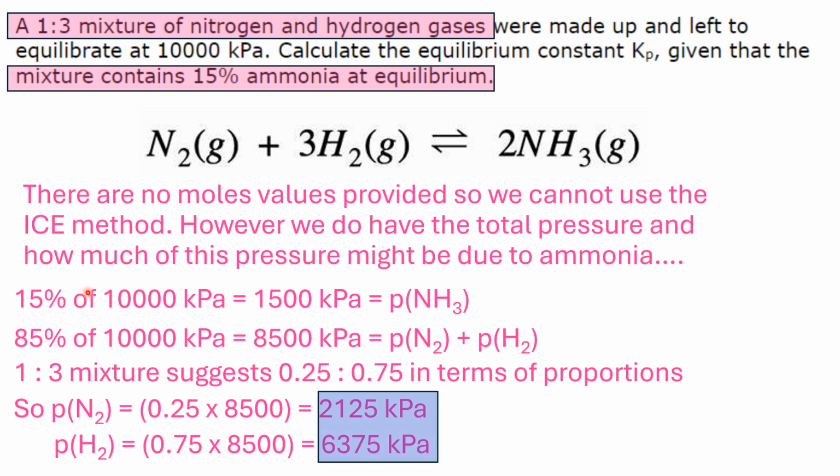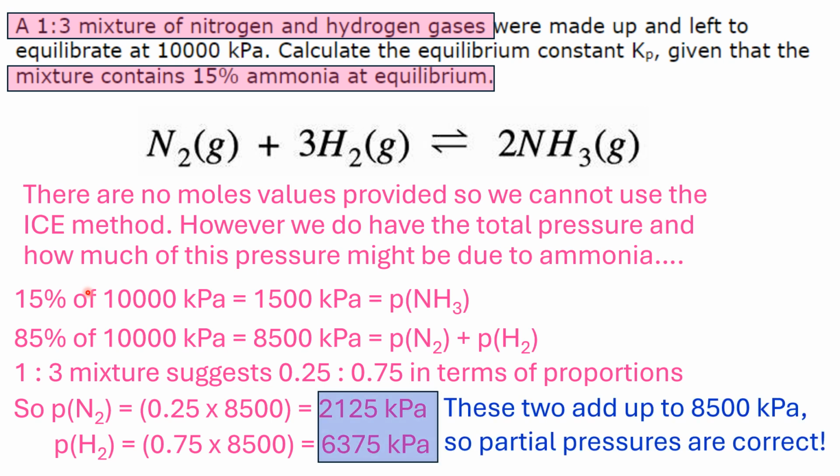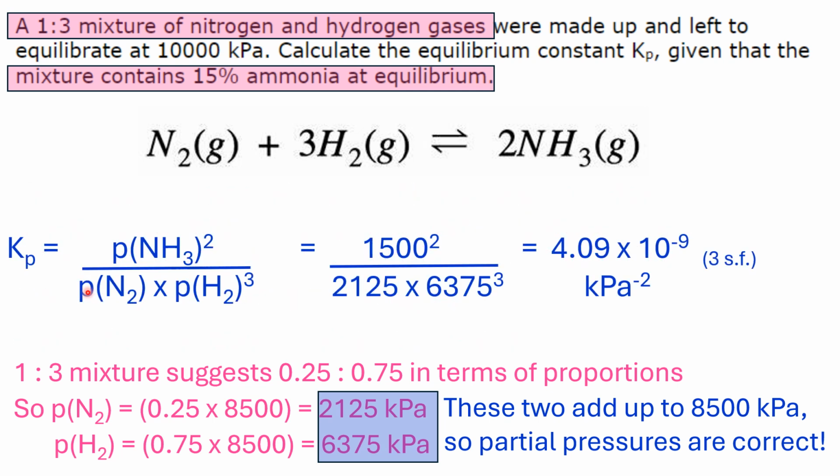So double checking that those add up to 8,500, which is the amount of the total pressure that nitrogen and hydrogen are responsible for. They do add up to 8,500. So these partial pressures must be correct. So we're sort of fact checking what we're doing as we go. So let's clear a bit of space. If we write a KP expression and put the numbers in, we get 4.09 times 10 to the power of minus 9, 3 sig figs.